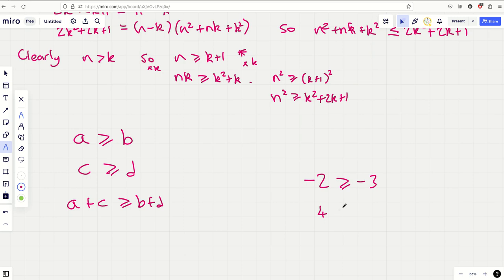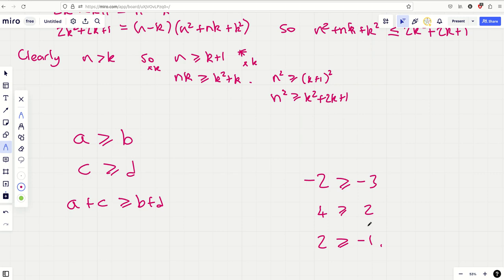But 4 is greater than or equal to 2. Okay, if I subtract them, minus 2 minus 4, I get minus 6 is greater than or equal to, now I'll subtract this one, minus 3 minus 2, minus 5. Is minus 6 greater than or equal to minus 5? No, that's wrong. You can't subtract inequalities, but you can add them when you've got inequalities facing the right way round. Just to show it works here, 2 is greater than or equal to minus 1, yeah.